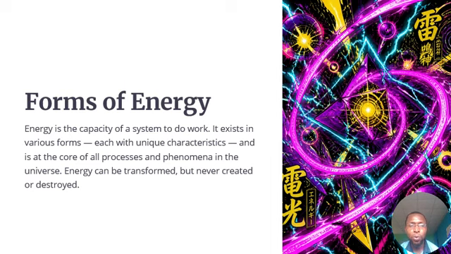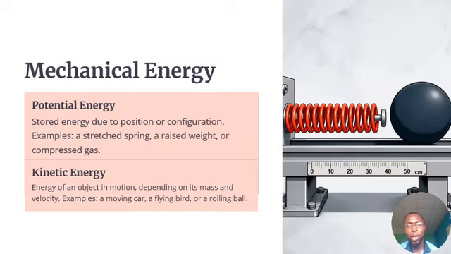So, first of all, let's start with the mechanical type of energy. In the previous class, we mentioned that mechanical energy is of two types: the potential energy and the kinetic energy. Potential energy is energy due to position, and it is of two types: the elastic potential energy and the gravitational energy. The second one under mechanical energy is called the kinetic energy. This is the energy of an object in motion. When an object is moving, we say it is making use of kinetic energy.